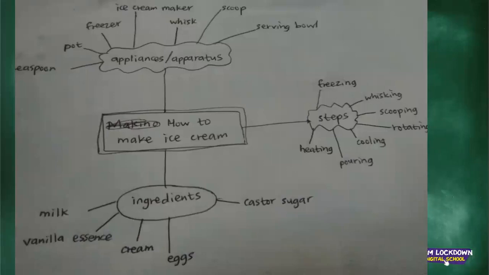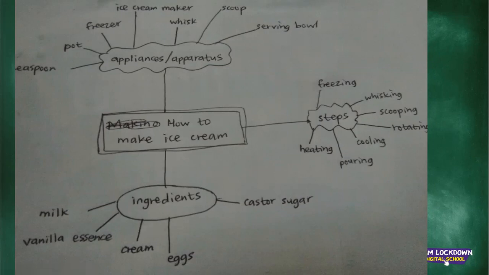Okay, so here in the middle we have the title: how to make ice cream. Remember, we said we needed ingredients, so I made a branch for ingredients.